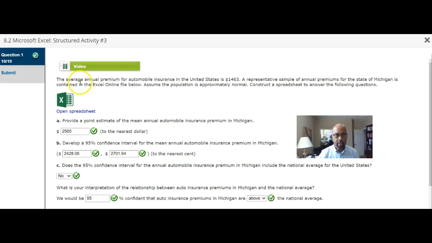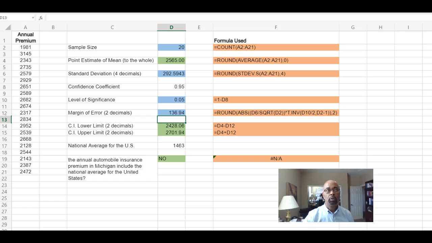So we have an average annual premium of 1,463, and they want you to construct a confidence interval, and they give you the data in the spreadsheet, and they want you to create the formulas to calculate the values that you need to answer these problems. So here's that spreadsheet that was given from Cengage. You could just as easily use the statistical toolkit that I gave you to work with to calculate these same values.